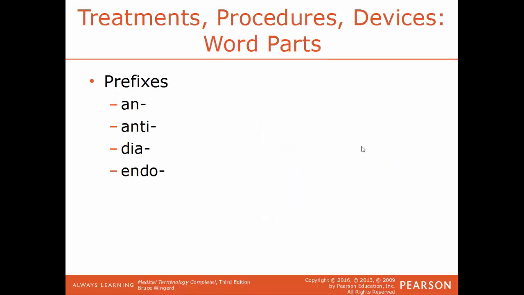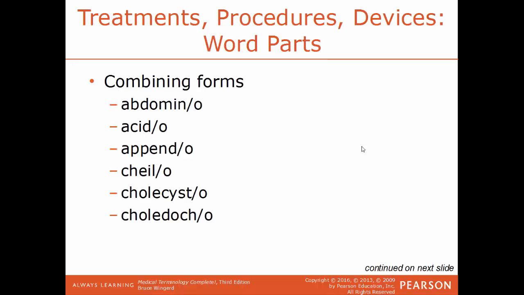All right, now we'll talk about some treatments, procedures, and devices. We'll start with some word parts. We'll start with the prefixes. An means without or lacking. Anti means against. Dia means complete or through. And endo means inside. Some common combining forms.